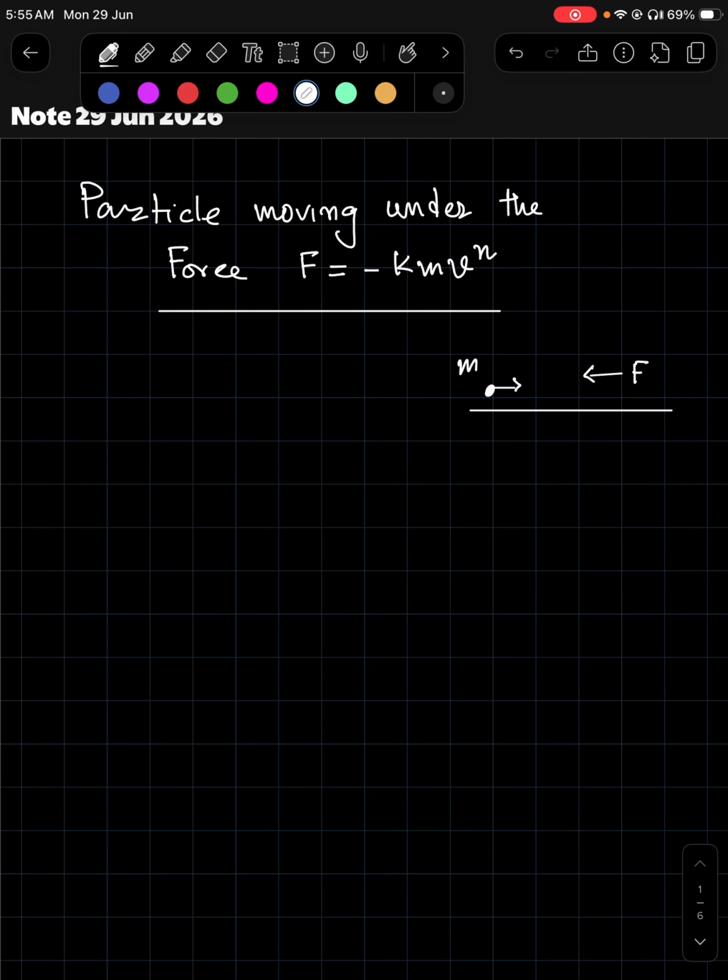Hello students, today we are going to learn a technique to solve problems. I have picked a very simple problem.